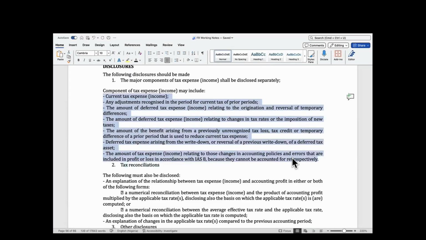So I'm just keeping it even simpler than all the technical items written here for you. So we'll have the current tax, adjustment for current tax of prior period, deferred tax arising from temporary difference, deferred tax arising from tax losses that are carried forward, deferred tax arising from unused tax credit or unused capital allowances.